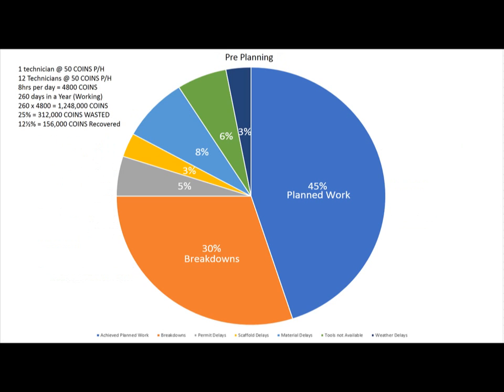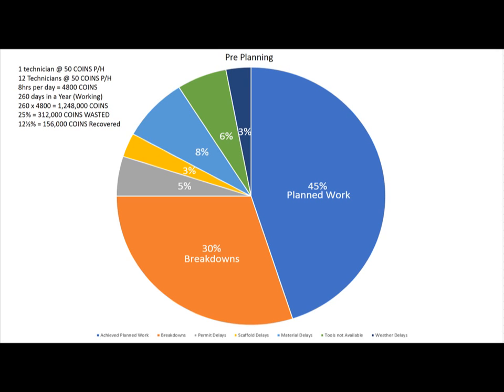So this graph you're looking at is an annual view of a typical production plant anywhere in the world, and it won't be far off what your company's doing right now. For the total year, this graph represents 100% planned utilization of your labour. And what we find is that most companies achieve 45% of planned work. 30% of the time is taken up with breakdowns, and 25% of the time is waste.